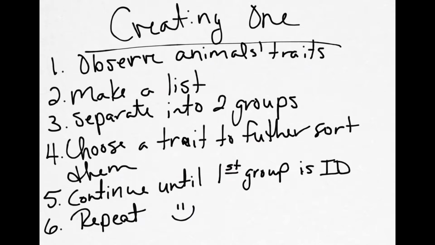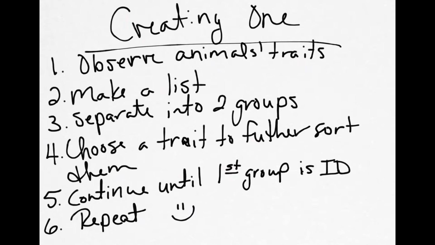All right, so what if I need to create a dichotomous key? How do I go about doing that? Okay, well, if you follow these steps, you'll be good. Okay, and don't worry if these steps seem a little bit confusing at first. We'll definitely go back and review this in class, so don't fret. Okay, so first things first, what you want to do is carefully observe the traits of each animal.